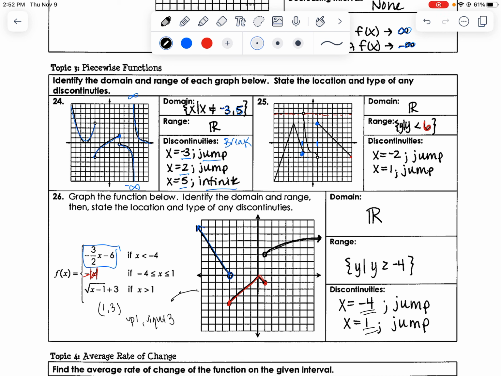And the range, I have to look at my lowest and my highest. Well, my lowest y value is down here at -4, so I want all values that are greater than or equal to, because of that closed circle, -4. And you can see that the function just continues to go up. Both the blue and the black lines continue to approach infinity, so that's why it's all y values greater than or equal to -4.